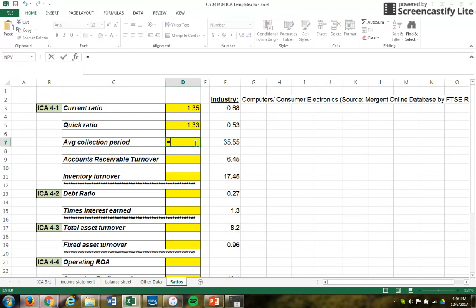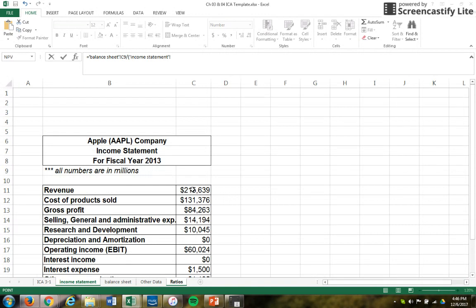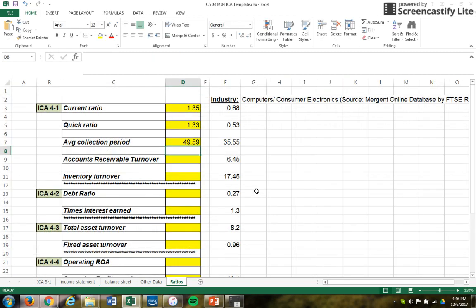So to find this, we want our accounts receivable, which we know is found on our balance sheet. Accounts receivable, we see here, is listed as net receivables in C9 of 29,299. And we're going to divide that by our revenues divided by 365. So we're going to want our parentheses there. Go to the income statement to find our revenue or our sales. We're going to divide that by 365 because we want it on a daily basis. We're looking for how many days it takes for us to get paid after we have our sales.